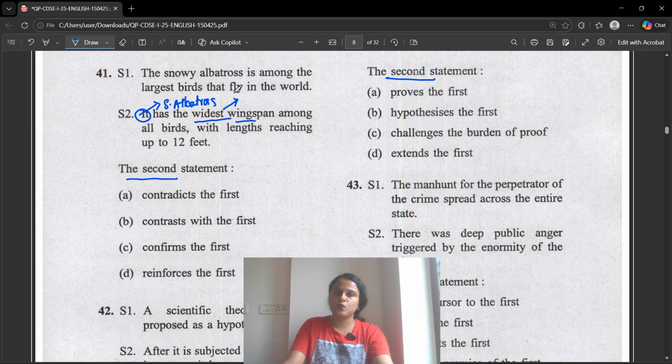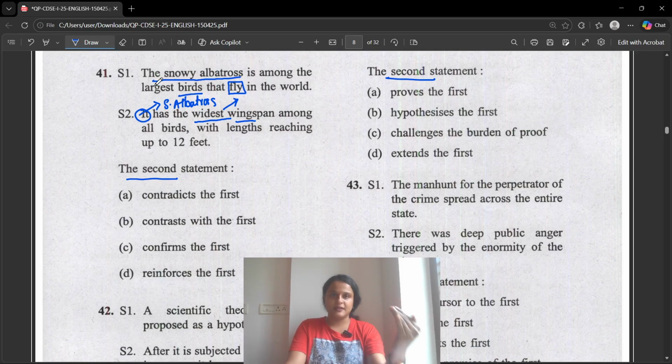Let's go back to statement number 1. It says that the snowy albatross, well, it's still about the snowy albatross, is among the largest birds. So you're not saying that it is the largest bird. You're saying that it is among the largest birds that fly in the world. So it's also about flying, about the bird and it being one of the largest.